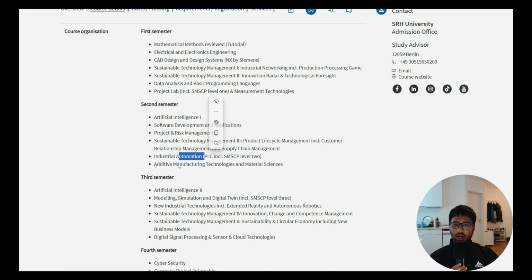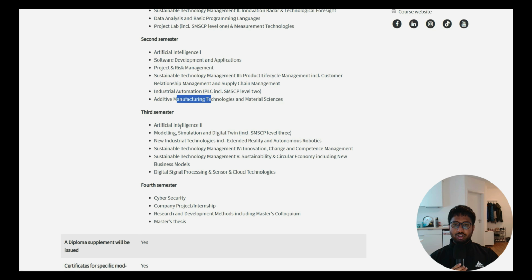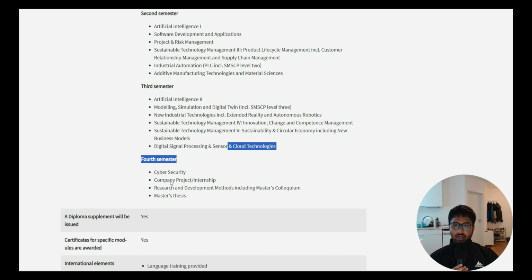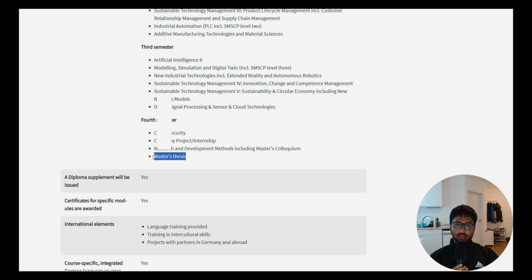industrial automation, additive manufacturing. Then in third semester, you will do advanced artificial intelligence 2, modeling simulation, digital twin, new industrial technologies, sustainable technology management 4, 5, then digital signal processing and sensors. So in 4th semester you will do majorly your master thesis, and also with that you will do company project internship, research development methods, and cyber security. One subject you will do.